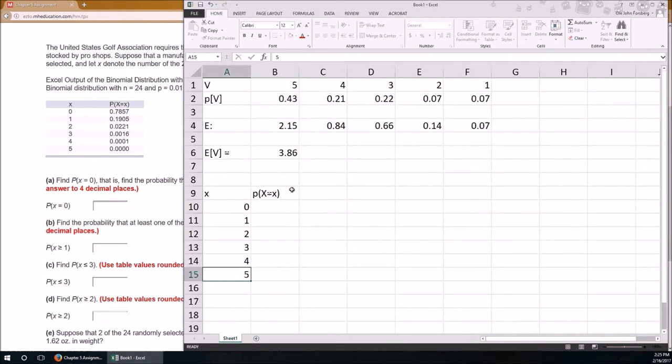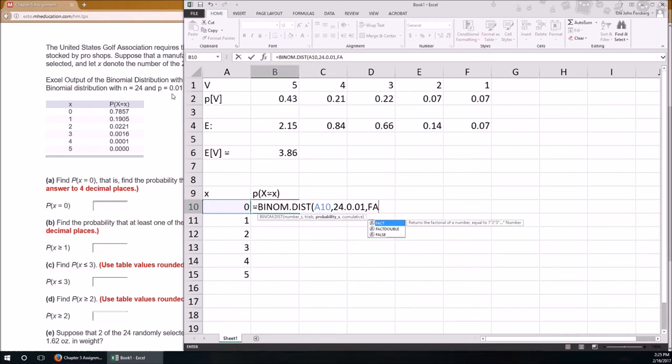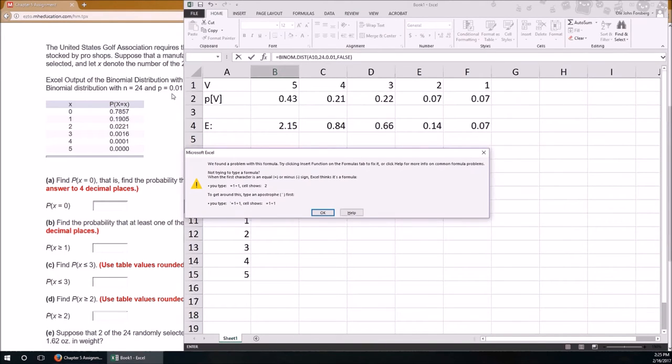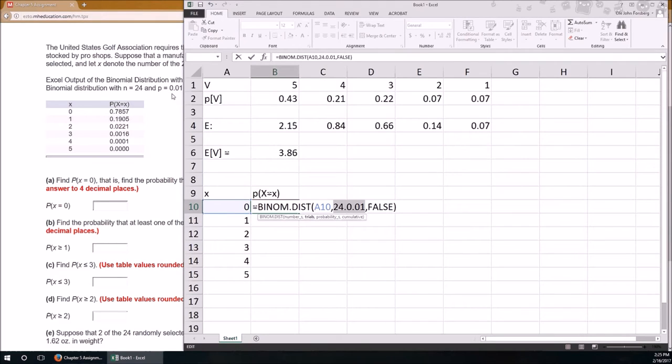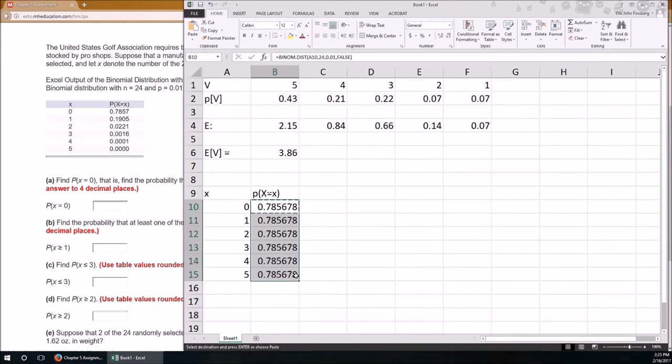And this is just equal to binom dot dist. Oh, so you get the little pop-up help. The number is 0. Number of trials given to us is 24. The probability was 0.01. And we do not want cumulative. And I got something wrong there. Oh, I forgot a comma. Boom. Just going to copy and paste that down. These are to 4 decimal places, so I'll change these to 4 decimal places. And this is where Connect got these numbers, 0.7857, 0.1905, 0.0221, etc.